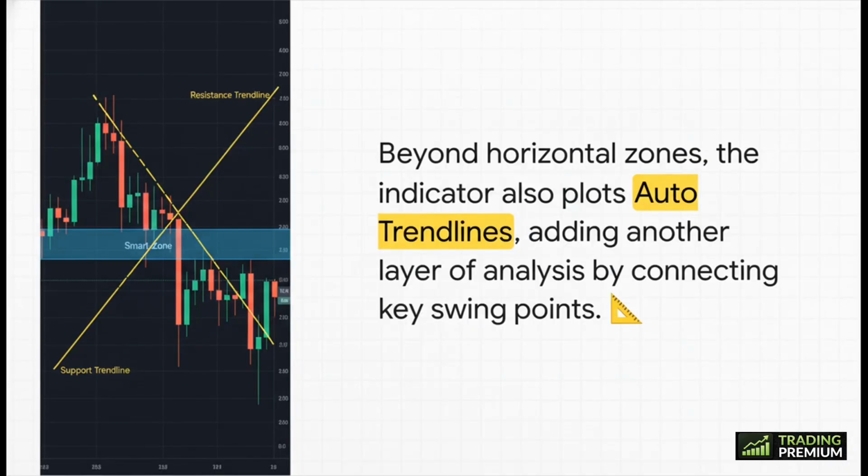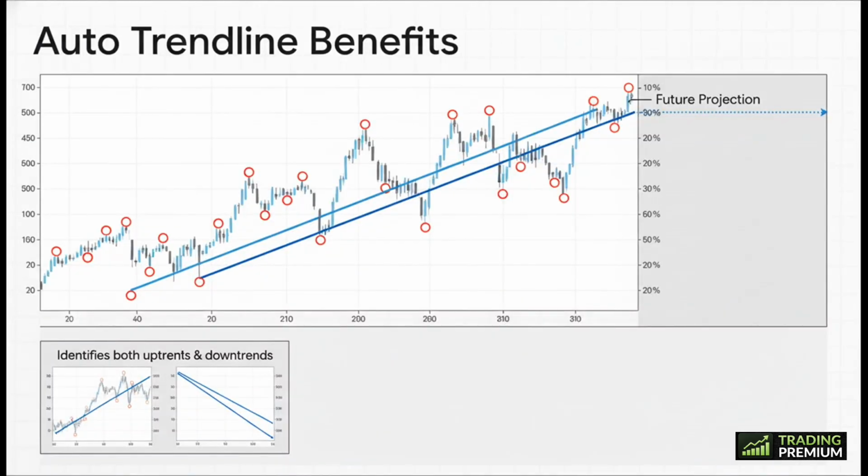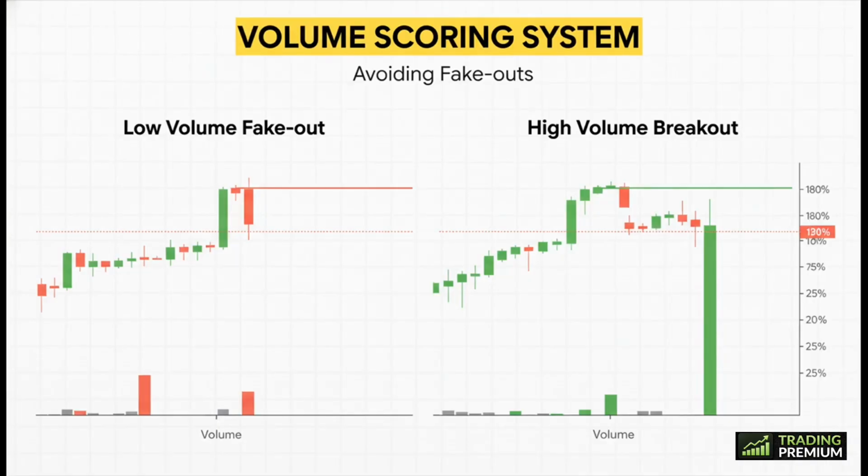But it's not just about those horizontal boxes. The indicator also automatically plots trend lines for you, which adds another critical layer of analysis to your charts. This gives you that extra bit of confluence. It connects the key swing highs and lows, drawing those diagonal support and resistance levels for you. And this is a great touch. It actually projects those lines 50 bars into the future, so you get a heads up on potential friction points down the road.